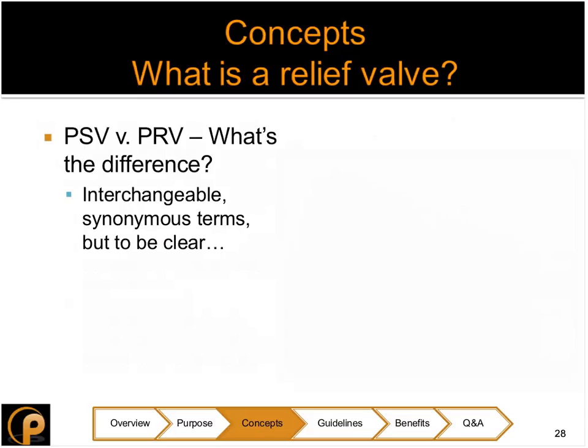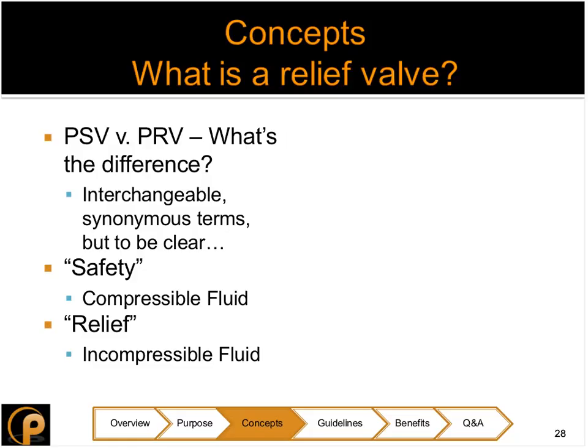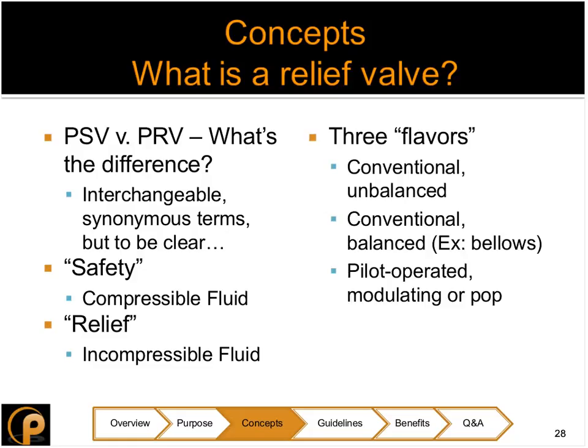A lot of people call a relief valve a PSV, which stands for pressure safety valve. There is a difference between these two things. Safety implies compressible service. For instance, a pressure safety valve is used in gas service. Relief implies incompressible service. For instance, a pressure relief valve is used in liquid service. You can call them whatever you want as long as you and your audience agree with the intent and the meaning. As far as different types of relief devices, we generally have three: conventional unbalanced valves, conventional balanced valves, and pilot-operated valves, which come in two flavors themselves: modulating pilot-operated valves and pop-action pilot-operated valves.